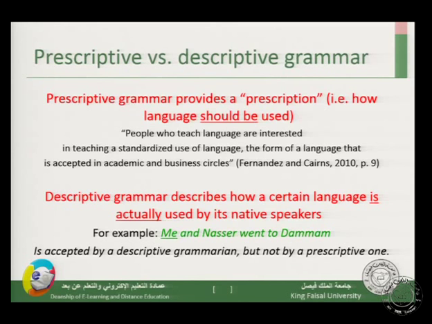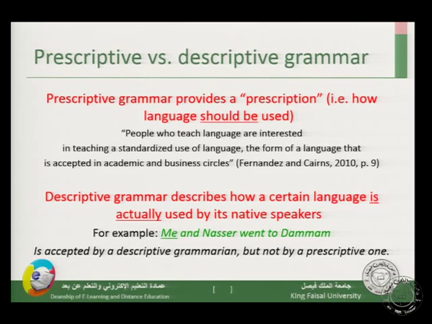Now let's move on to prescriptive versus descriptive grammar. There are two types of grammar. The first is prescriptive, the second is descriptive. Okay, what is the difference between these two? If you go to a doctor, he gives you a prescription. The prescription cannot be changed, it is fixed. If you go to the pharmacy, they just give you what is written in the prescription. So the same goes with the prescriptive grammars.